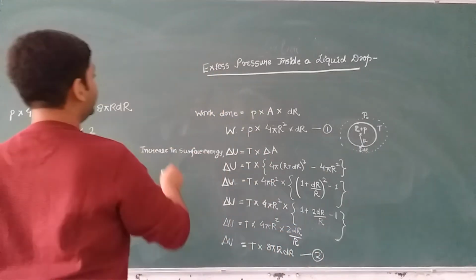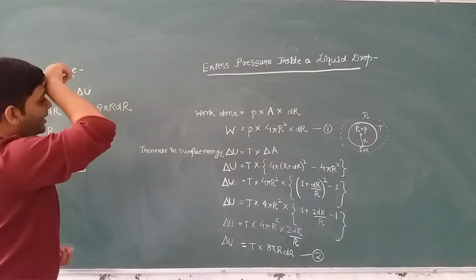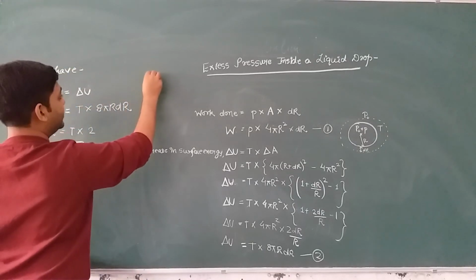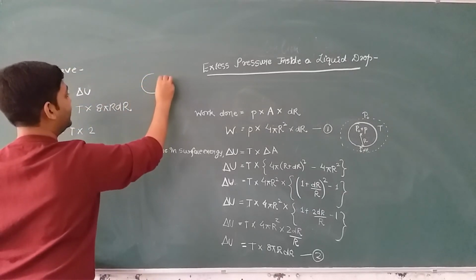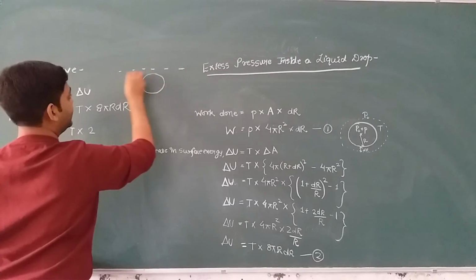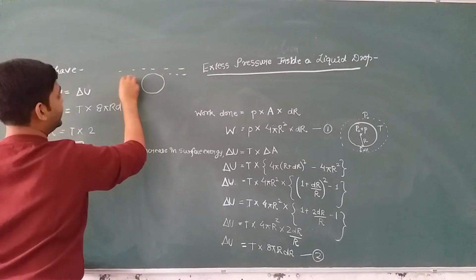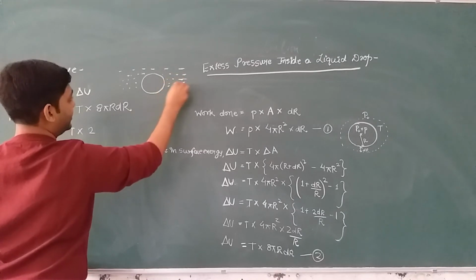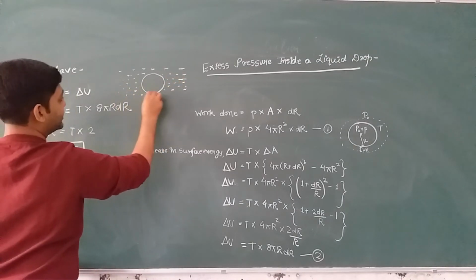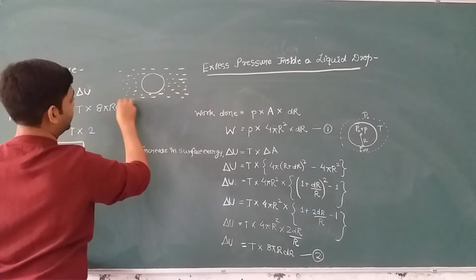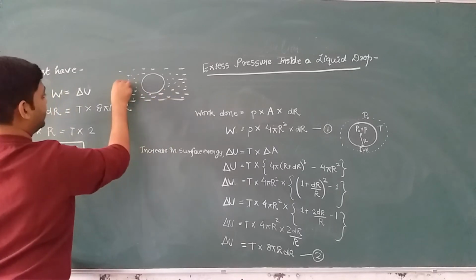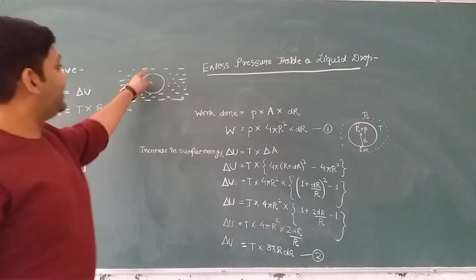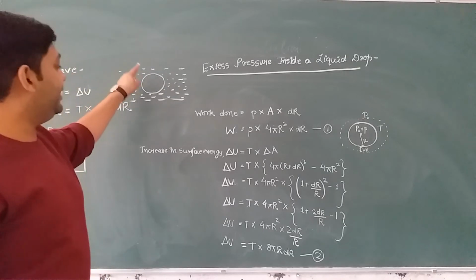So let's say there is some liquid and there is an air bubble inside that liquid. Suppose this is the air bubble and this air bubble is surrounded by liquid. So we say that there is an air bubble inside a liquid. Okay? This is an air bubble inside the liquid.